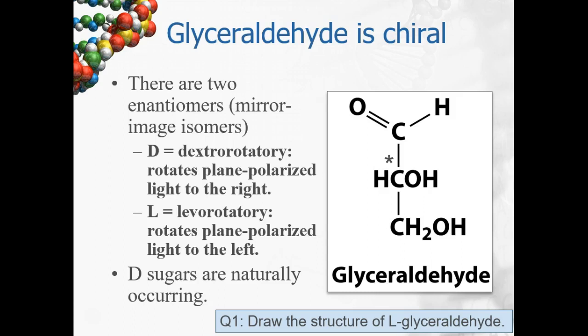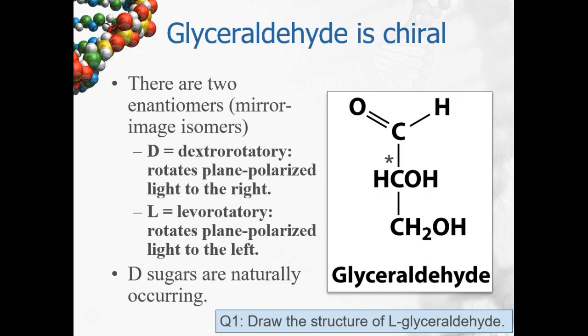If the OH is pointing to the right, we call it D-glyceraldehyde. It's dextrorotatory, which means it rotates plane polarized light to the right, and the OH is on the right, which is a nice happy chemical coincidence. And L is levorotatory, which rotates plane polarized light to the left. The D sugars are naturally occurring, so Mother Nature has made that decision.